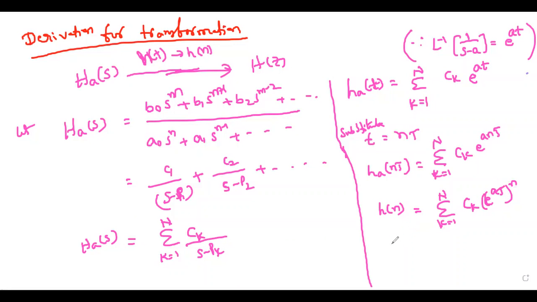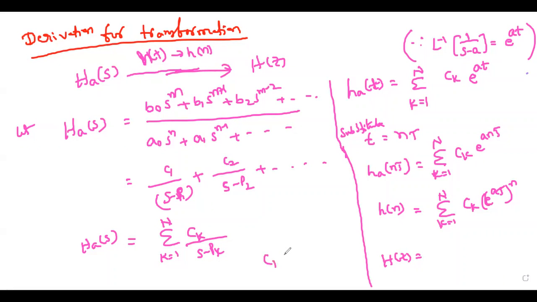Now I want h of z. How to get h of z from this? Z transform, sir. Z transform, please take. Then tell me what is the Z transform of this?